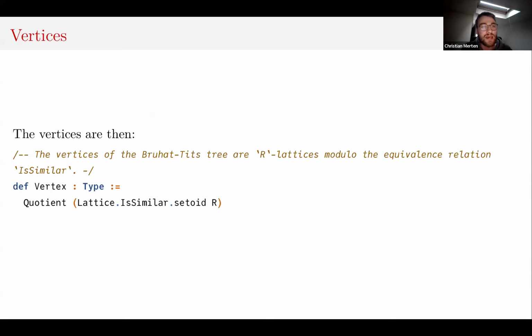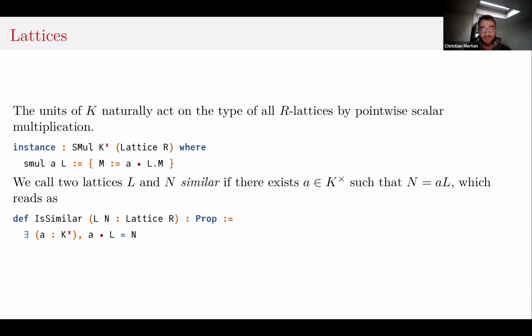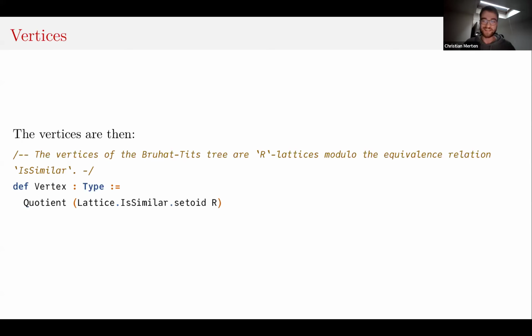There's a question in the chat by Kevin. Should that field be called M or toSubmodule? Yeah, it should be called toSubmodule, maybe. Maybe we even want a coercion to submodules. L.M, I agree, L.M is a bit hard to read. Especially if you have M.M and L.M and K.M, then yes. Okay, the vertices are thus just the quotient of lattices by this is-similar relation.